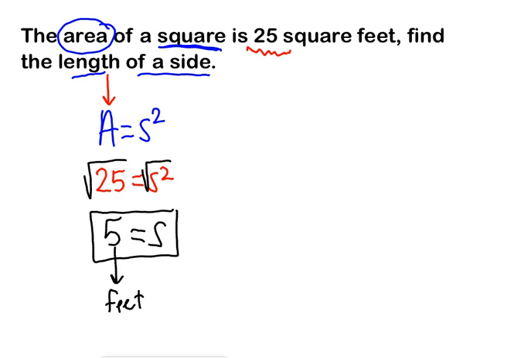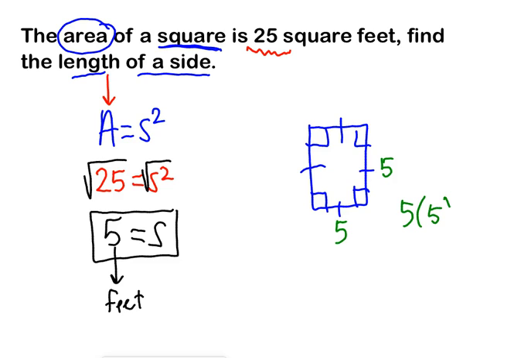And you can always double check yourself, which is nice. If I draw a nice little square here, and we think our side length is 5, well, 5 times 5, does that bring me to 25? Sure does. Checks out, got the green light, good to go.